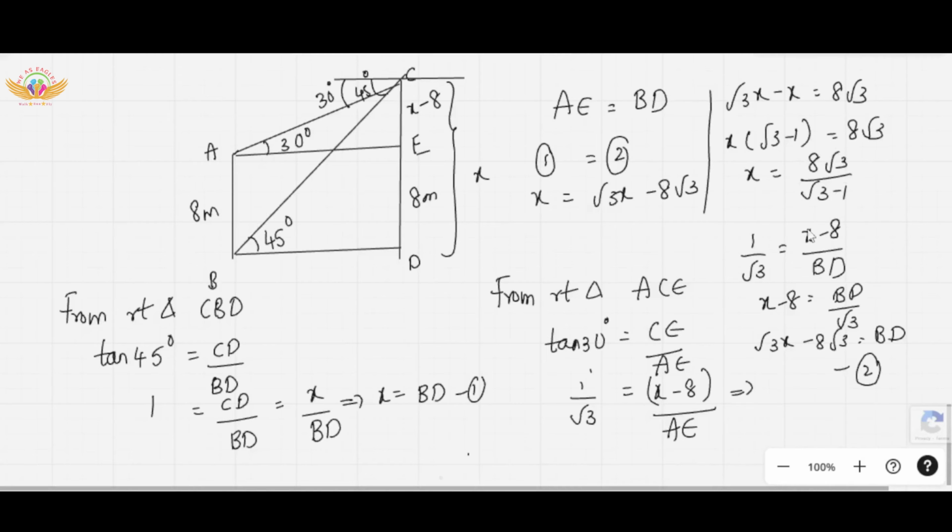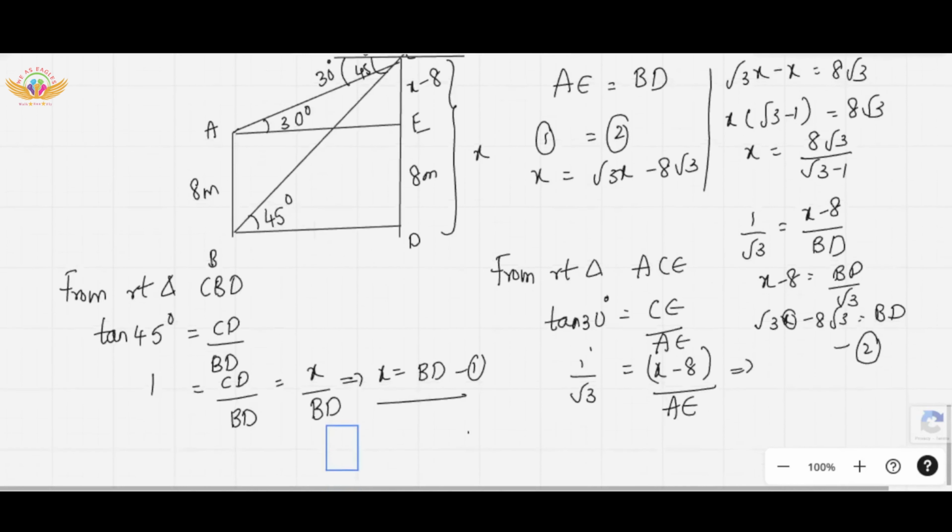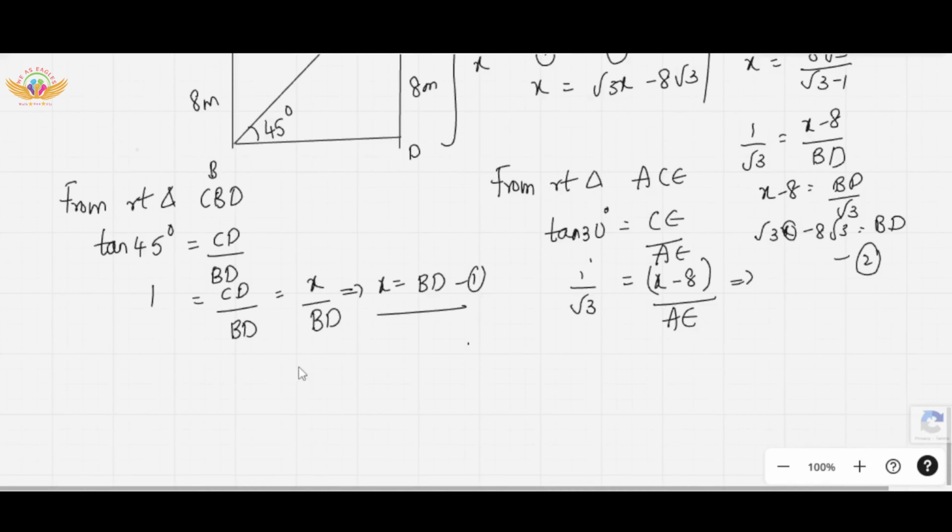If I know the X value, I can substitute it in any of the equations and then I can find out the BD value. Here in the first equation, we can see that BD is nothing but X and X is nothing but BD. So the X value is 8 root 3 by root 3 minus 1. This is a bit complex, so I am going to rationalize it with root 3 plus 1 by root 3 plus 1. When you rationalize it, what will happen?